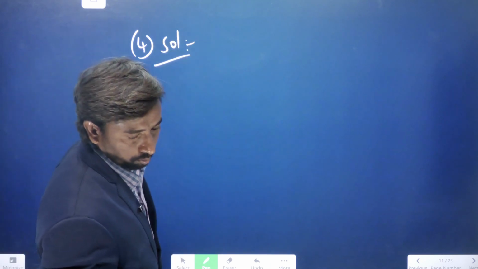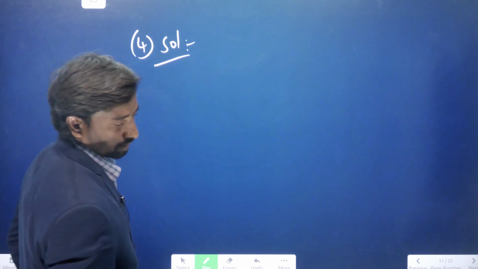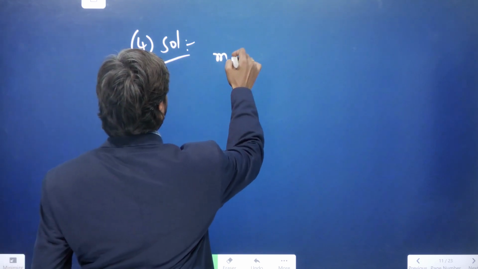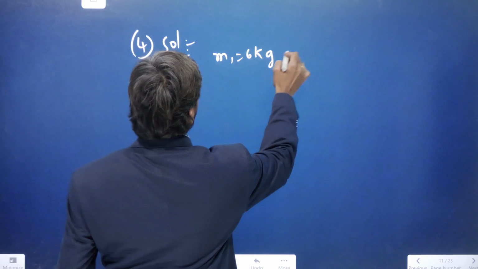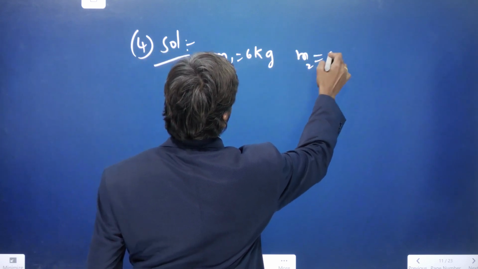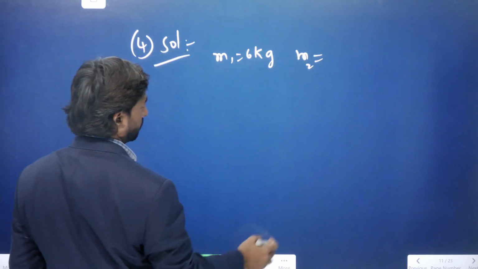Fourth one here, the body M2 is at rest there, and M1 is 6 kg mass. So M1 is given here: M1 is equal to 6 kg, and M2 we can write here, M2 is equal to, that we need to find out there.